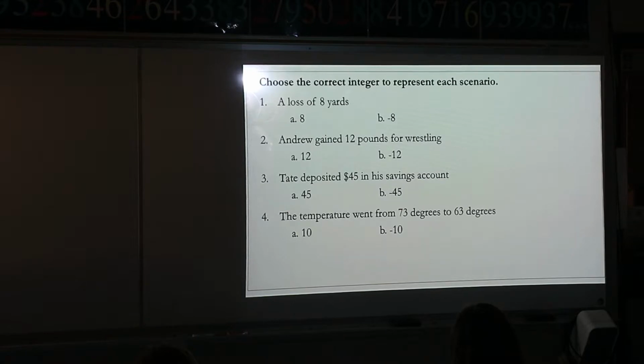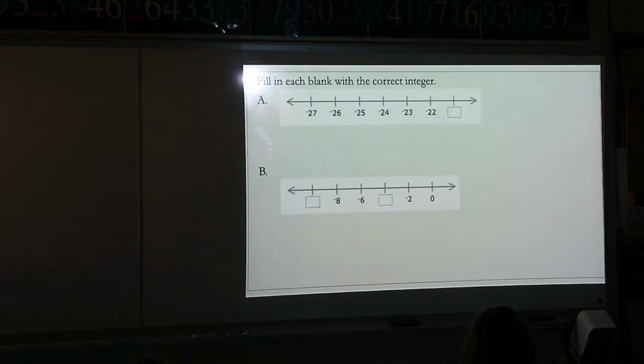Temperature went from 73 to 63. Yeah, B. -10, right? We're dealing with that this week. Every other day this week goes from 80 to 60. Today's a 60-degree day. Tomorrow's an 80-degree day. It's jumping constantly back and forth each day this week.